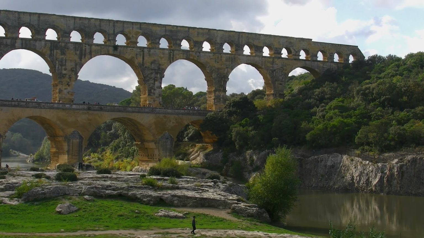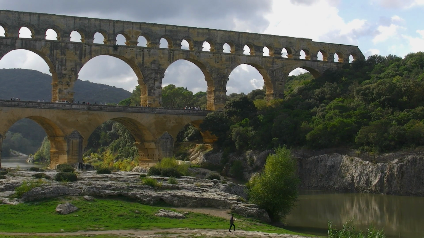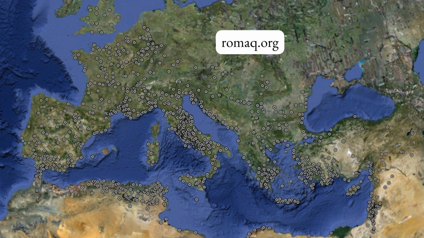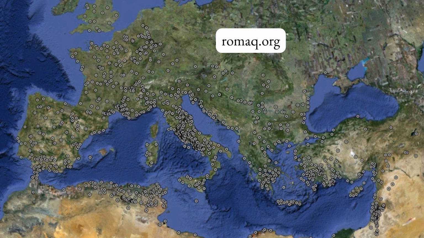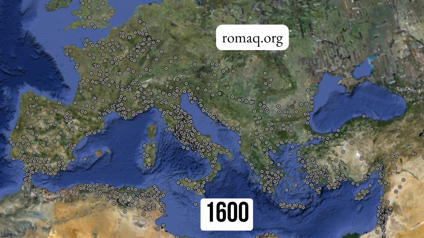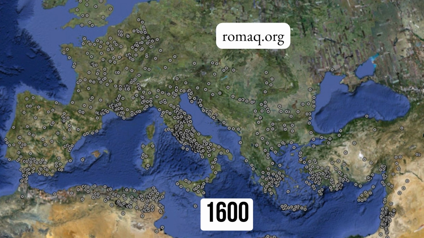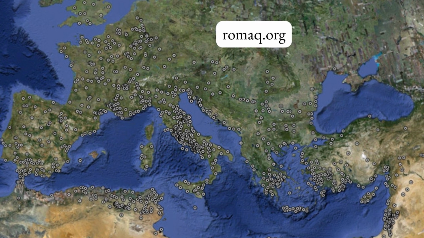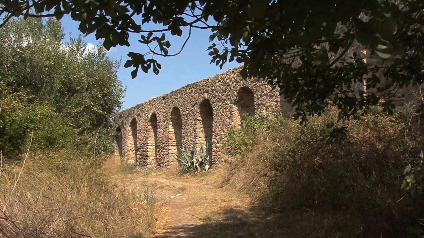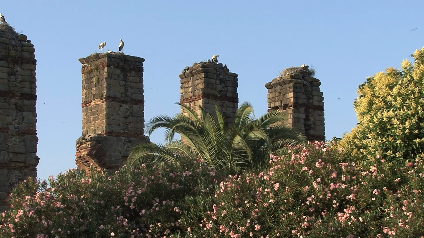When you see something like this, it is very easy to believe that aqueducts were a remarkable technological feat in antiquity, something extraordinary. However, this is not the case. This is a map of surviving aqueducts from romanaqueducts.info. It contains information on over 1,600 aqueducts. That's quite a lot. Aqueducts were not something exceptional in antiquity. It was a proven engineering solution to the city's water supply.